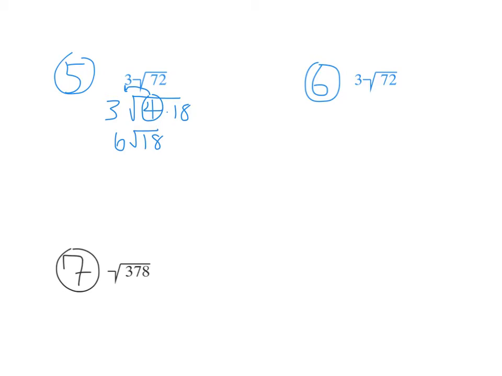But notice we're not done. 18 is not divisible by 4, but it is divisible by 2. So I can rewrite this as 6 radical 2 times 9. My 9 is a perfect square. I pull it out. The square root of 9 is 3. Multiply by what's in front, and you get 18 radical 2. So 3 radical 72 is the same as 18 radical 2.